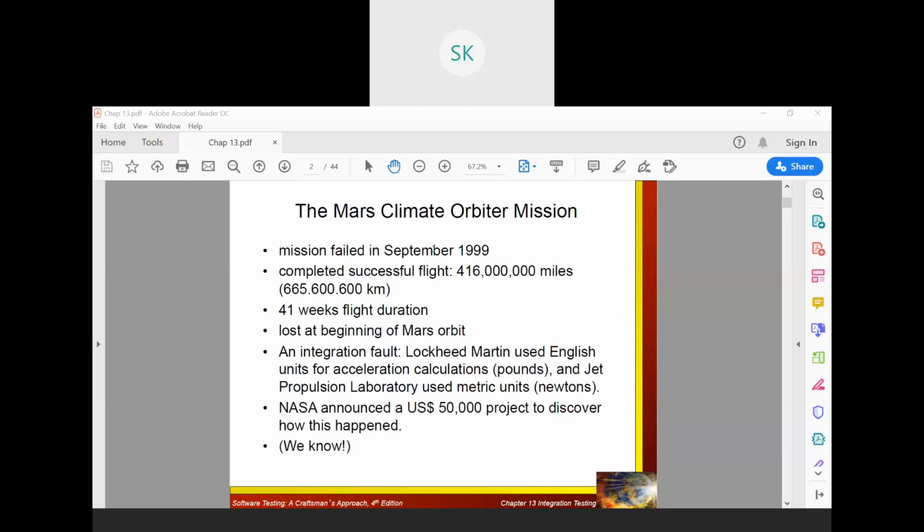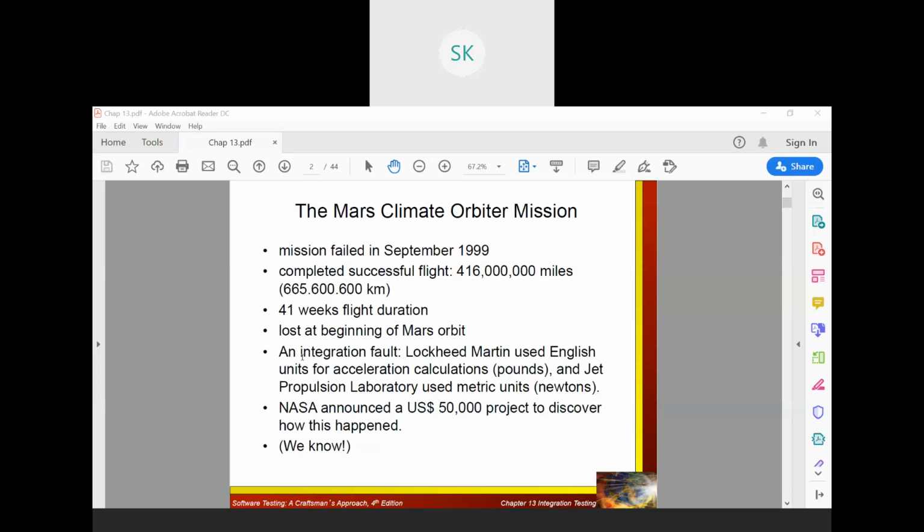Now there is one particular scenario that has been given. The scenario is the Mars Climate Orbiter mission. What is this Mars Climate Orbiter mission? They have posted several things, and we'll check out what the details are. Why it is told, we'll come to know later. The mission failed in September 1999. It completed a successful flight of somewhere around some billion kilometers, with a 41 weeks flight duration, and was lost at the beginning of Mars orbit.